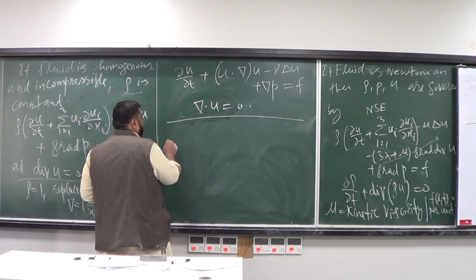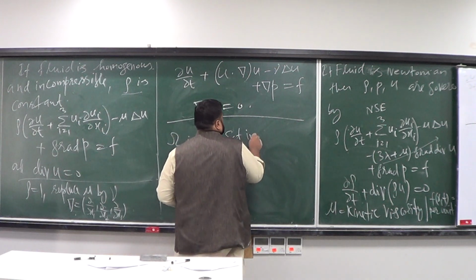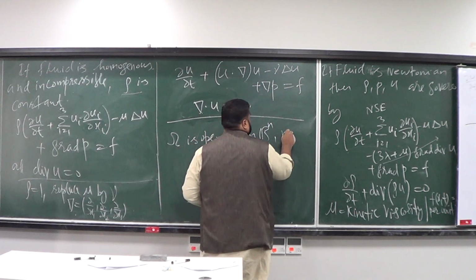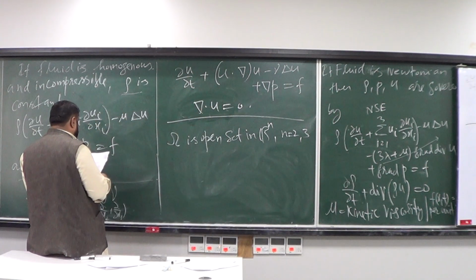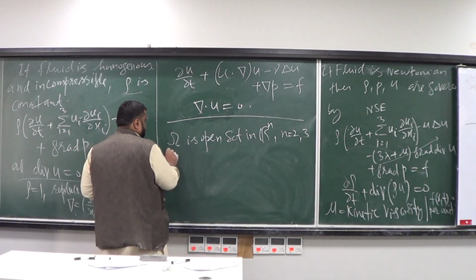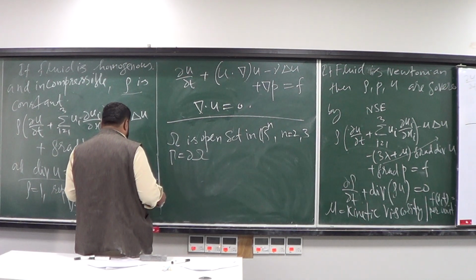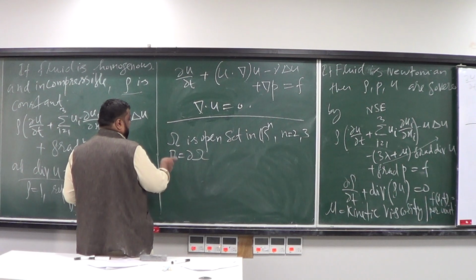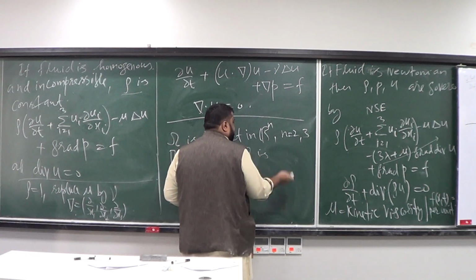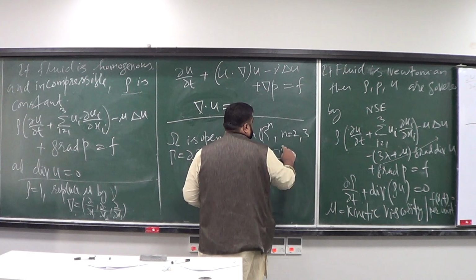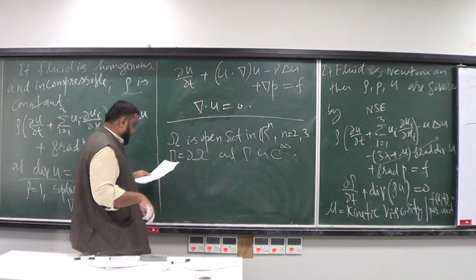So what we can assume for the sake of simplicity is that omega is an open set in Rn. I'll be interested in n equal to 2, but you have to take care of n equal to 3 especially. And let's assume that gamma is the boundary of omega, and we may assume gamma to be C infinity. You can assume it to be, say, C^r class for some specified r, but let's assume that the boundary is smooth actually.